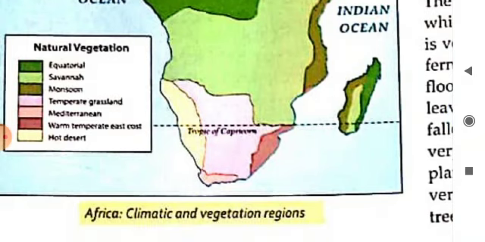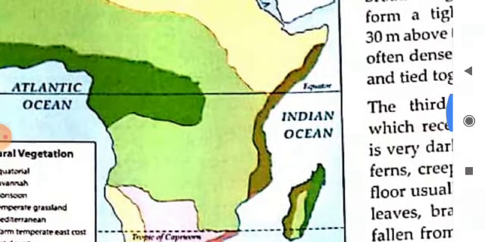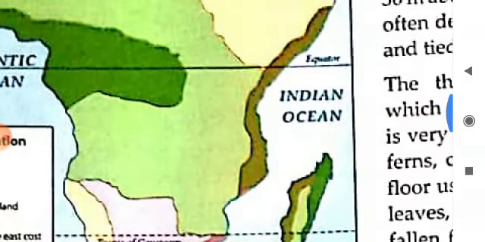The last type, monsoon type. Look at the index. Climate. Some parts of East Africa and the island of Madagascar experience monsoon type of climate. Summers are hot and wet and winters are cold and dry. Rainfall varies from year to year. Vegetation.